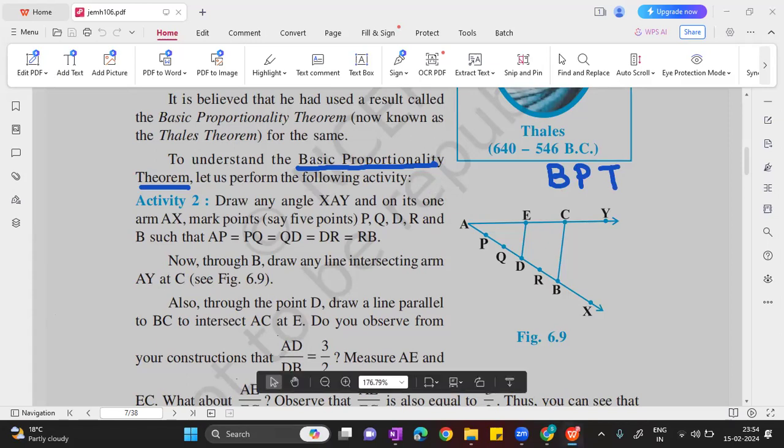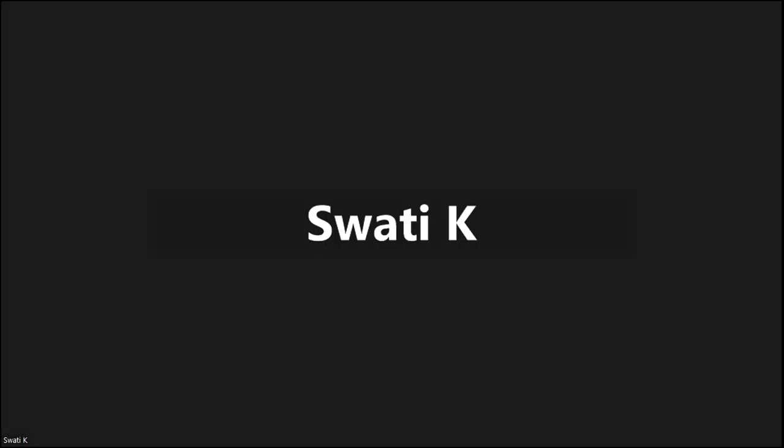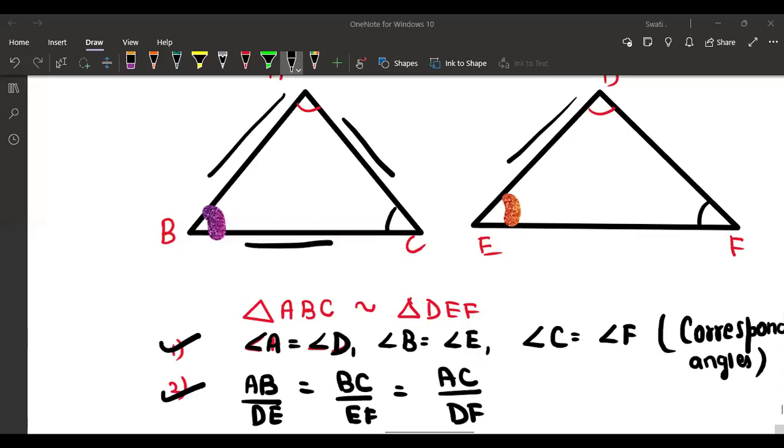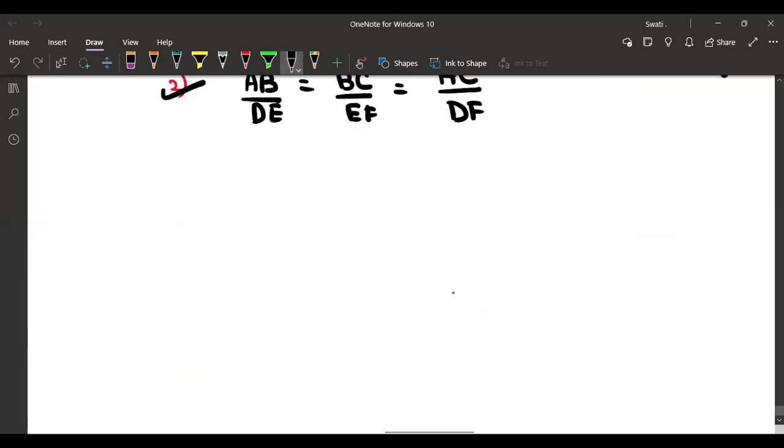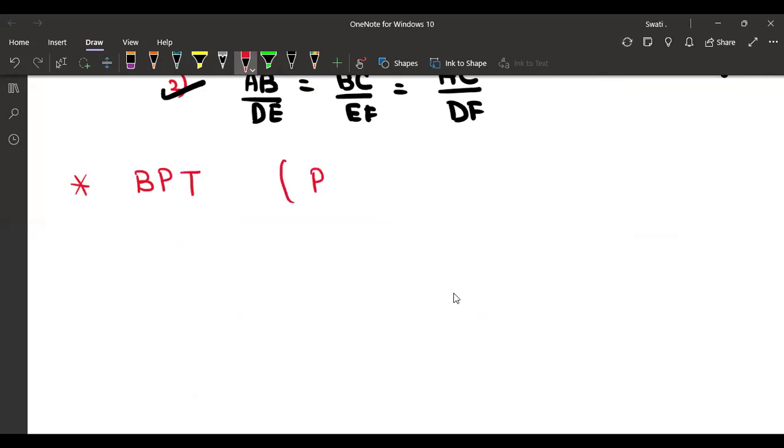So I'll not explain this here, but I'll be explaining it on the whiteboard so that you can understand the meaning of the basic BPT. In short form, we call it BPT. So let us understand the और जो meaning. साइड्स ऑफ ट्रायंगल्स मतलब रेशियो जो होता है इनका वो सबका इक्वल होता है यही तो होती है बीपीटी. Yes, kind of. Like, let's just see. It is very simple, okay?